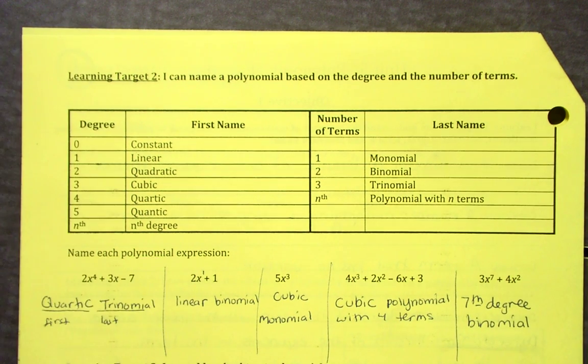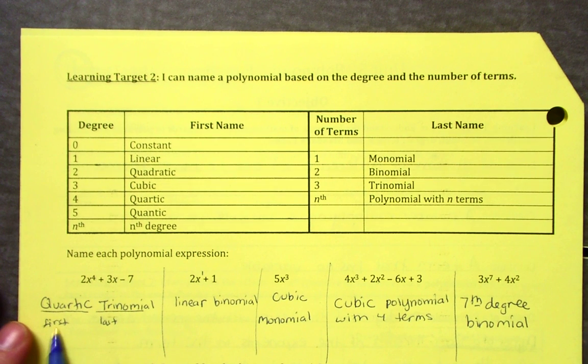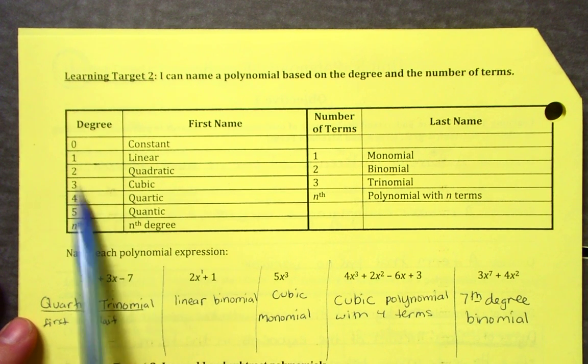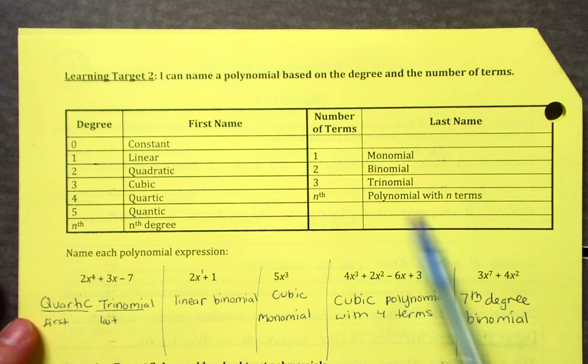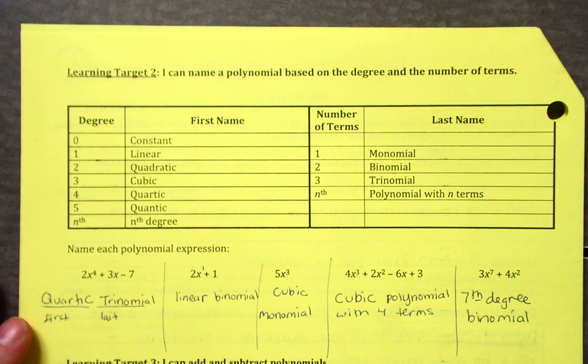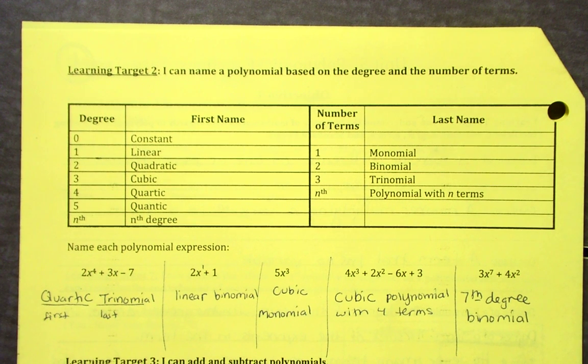And that is how you name polynomials. The first name comes from the degree of the polynomial. The last name of the polynomial comes from how many terms are in the polynomial. And that's how we get a polynomial's first and last name.